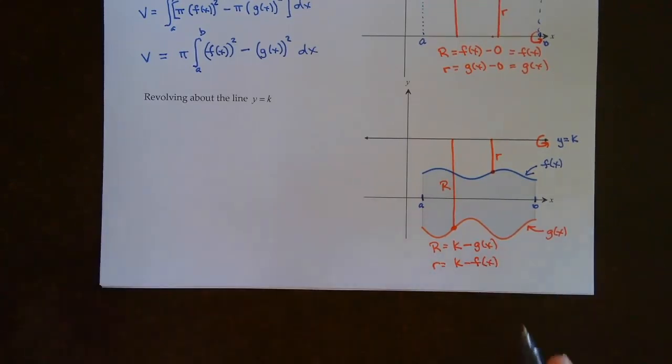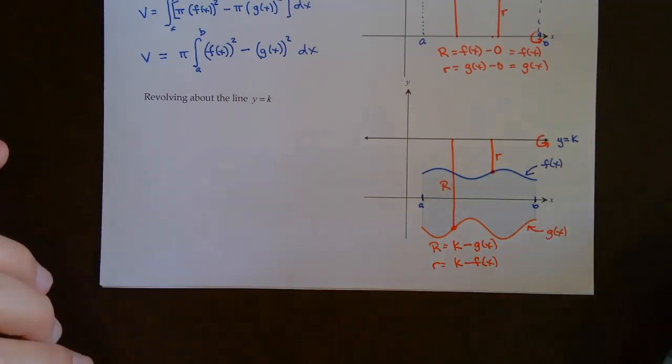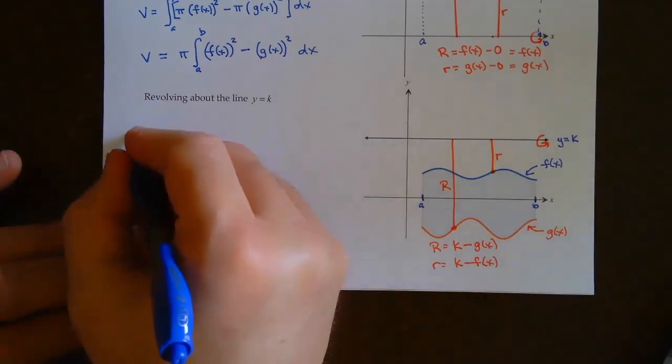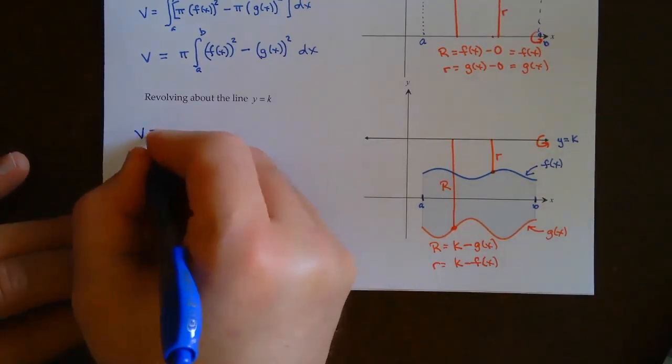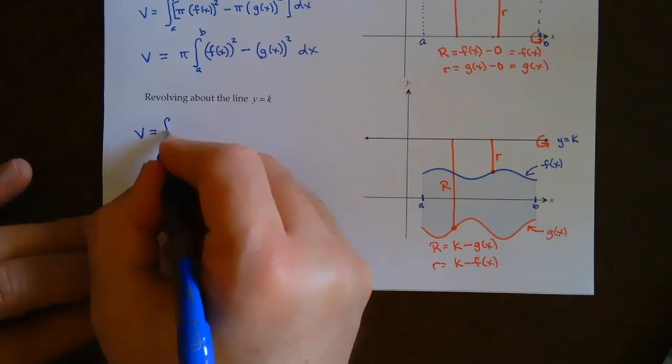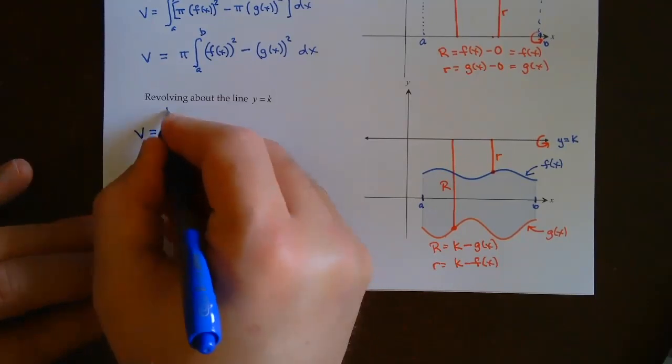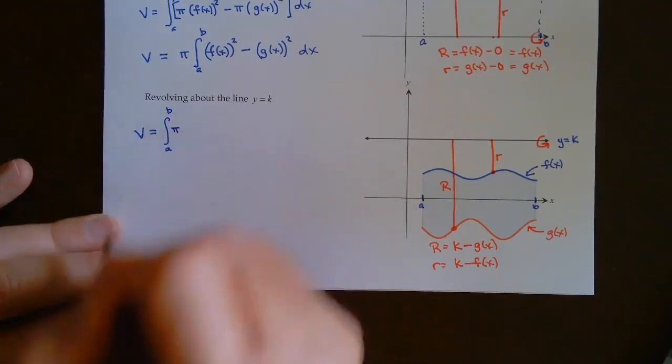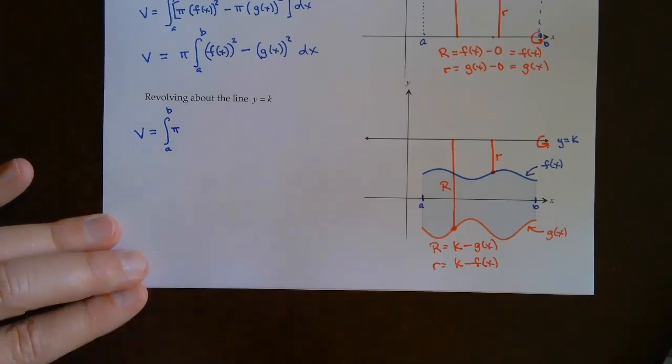Okay, and now because we have our radiuses or radii, the outer radius and the inner radius, big R and little r, we can find the area of one of these. Okay, all right, and then so the volume V becomes the integral from A to B of pi big R squared, right?